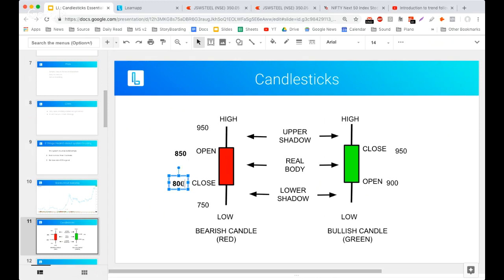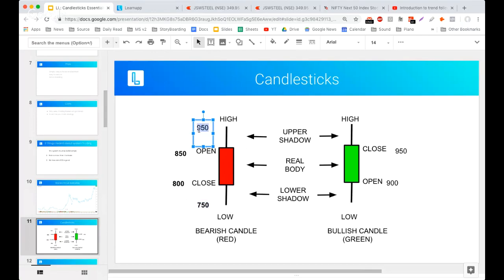So at 3:30, the market of this stock closed at 800. Now this is a fall, right? 850 से 800 गिरा, मतलब market तो नीचे गई. So it fell from 850 to 800, which means the market fell, right? So from 850 to 800 fall is depicted with a red candle, right? And during the day, it made a low of 750 and a high of 950.